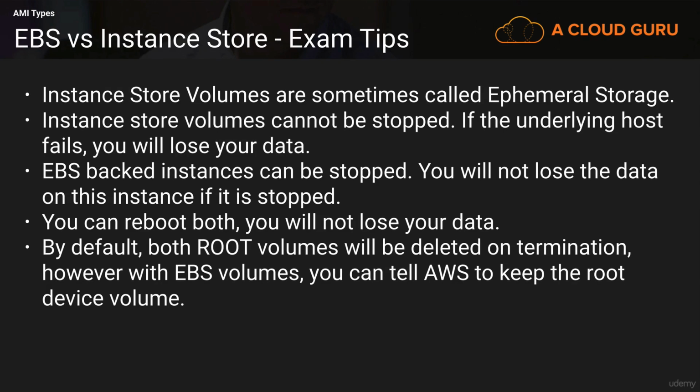By default, both the root volumes will be deleted on termination. However, with EBS volumes, you can tell AWS to keep the root device volume. So again, it's coming back to that same point I made a couple of slides ago. By default, your root device volume for EBS will be deleted on termination. If you go in and terminate that EC2 instance, it's going to terminate the EBS volume automatically. However, you can set a flag to say don't delete it, but only for EBS-backed volumes. You can't do that for instance store volumes. So if you terminate an EC2 instance that has an instance store volume, you're going to lose all your data on that volume.